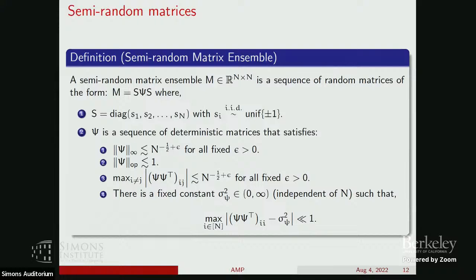Any questions regarding this definition? This is sort of the only thing that I hope you will take away from this talk.